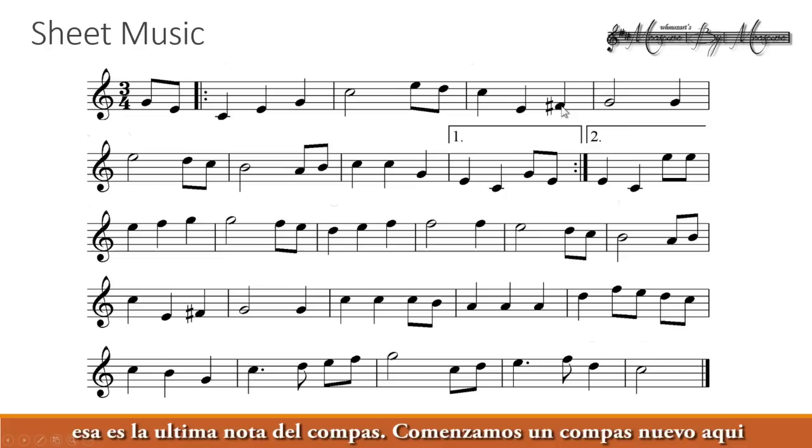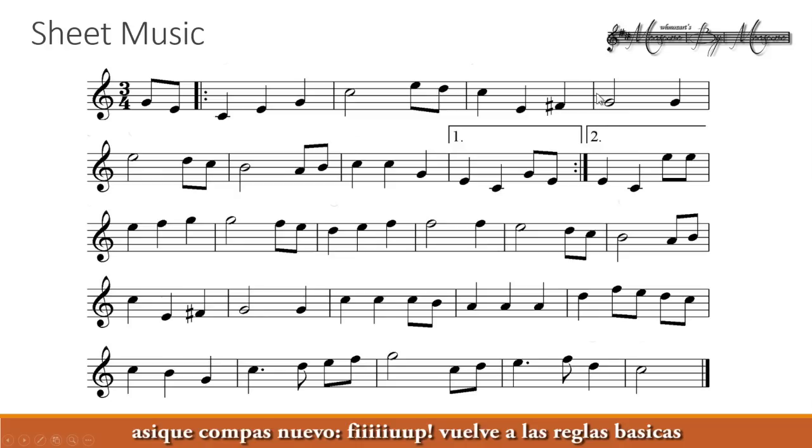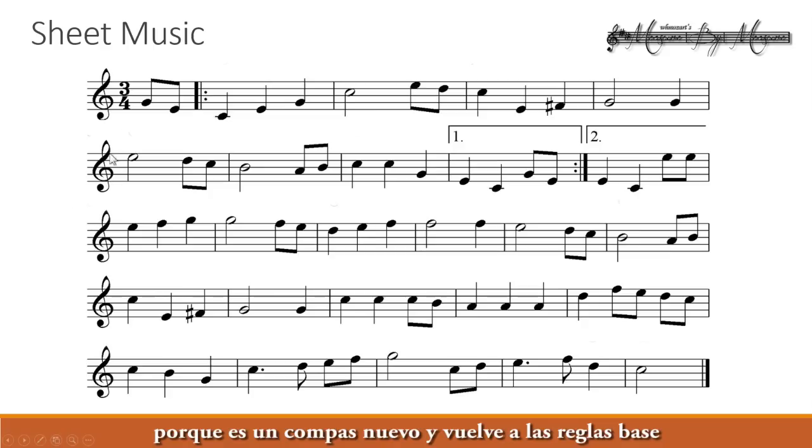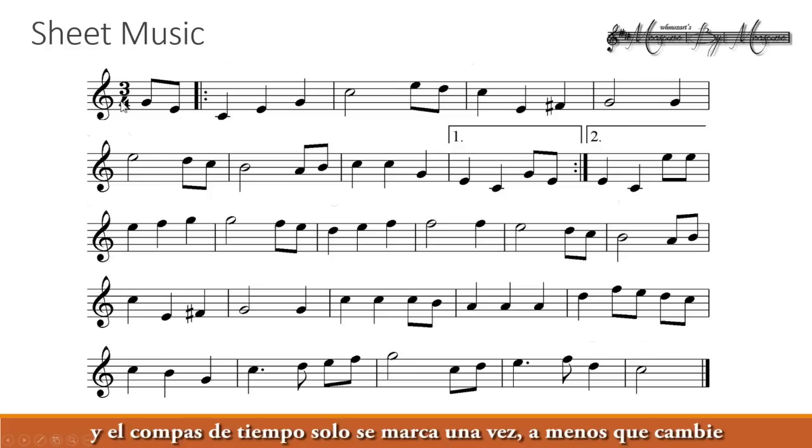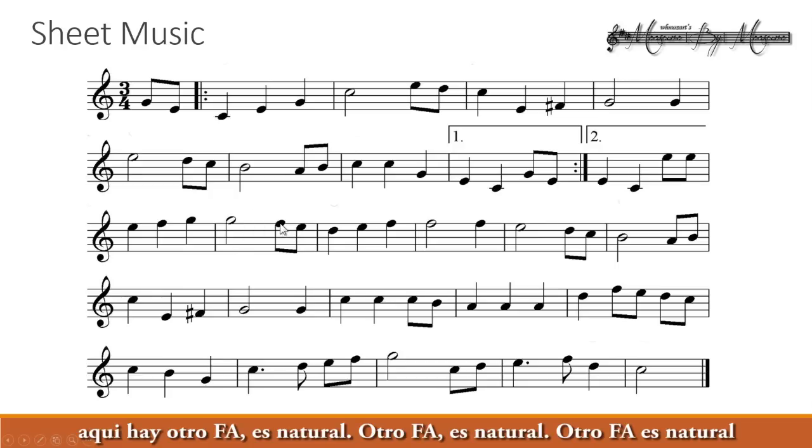This is the last note of that measure. We're starting a new one here. So new measure goes back to the ground rules, like we talked before. So if there is another F now coming up, here are a couple. There is one. This one is natural because it's a new measure and it goes back to the ground rules. If F's were to be sharp, then it would say here and it would be marked on each line. And the time signature is only marked once, unless it changes. Let's see, here's another F, it's natural, another F, it's natural, another F, it's natural.